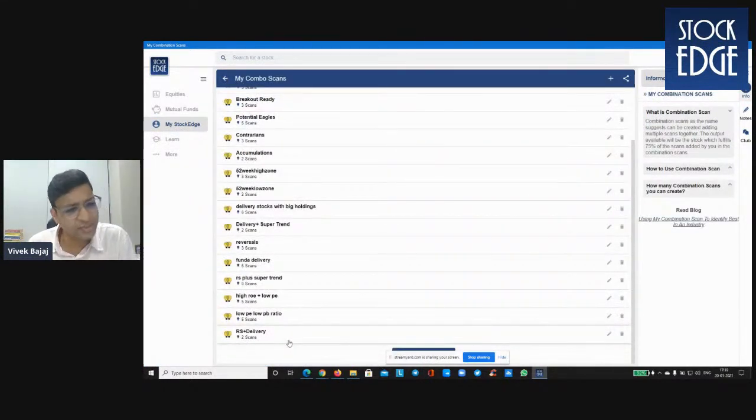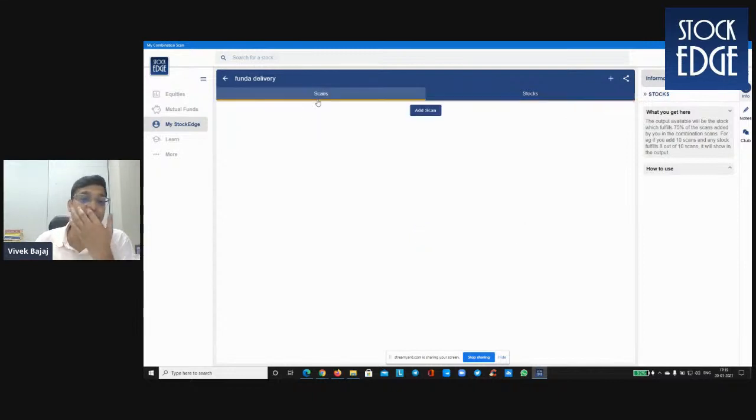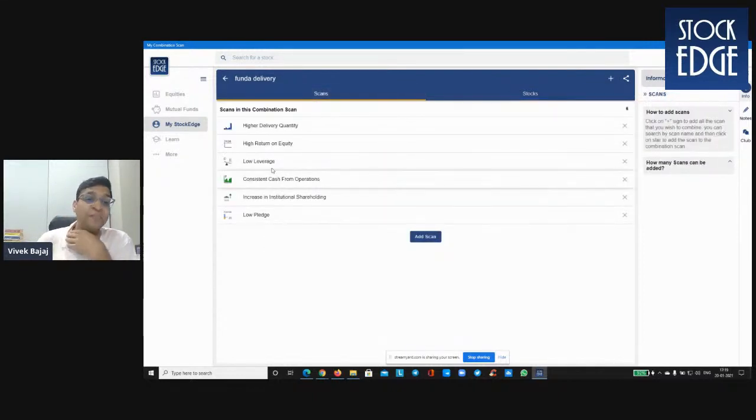So I keep on creating combinations. My mind is very active, and whatever I'm doing at any point of the day, I just create a combination thinking about a probable output. For example, there's a combination which I created recently and posted also: high delivery quantity, high return on equity, low leverage, consistent cash from operations, increase in institution shareholding, and low pledge.